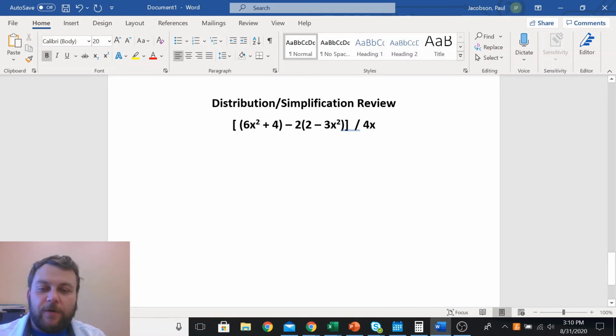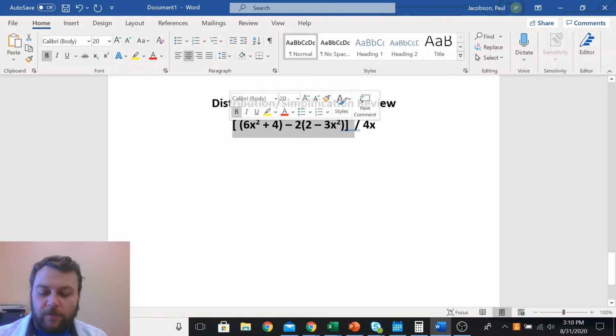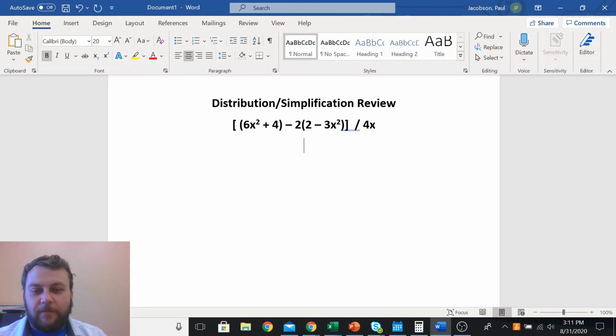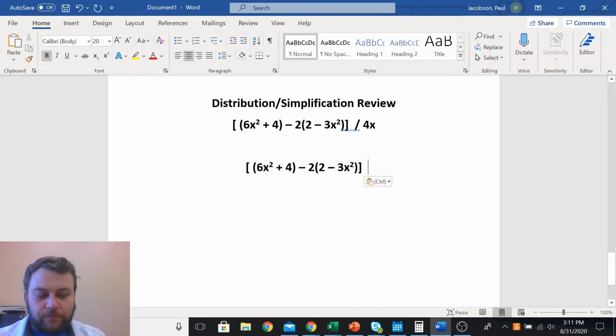The very first thing we want to look at: everything in this parentheses, we can't really mess with it. There's nothing for us to do. We can't simplify it. But over here, we have another situation where there's this number outside of the parentheses, and we can actually distribute this through. Let's just focus on this top part, and we'll have to remember that everything is being divided by 4x, but we'll come back to that.